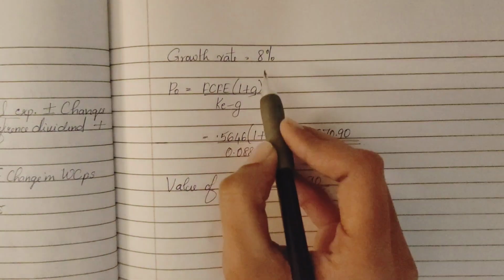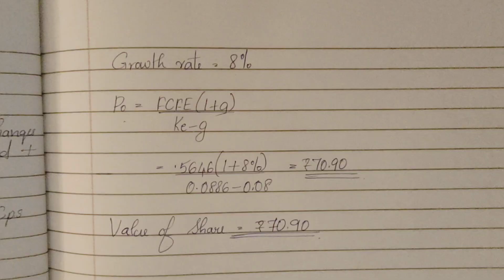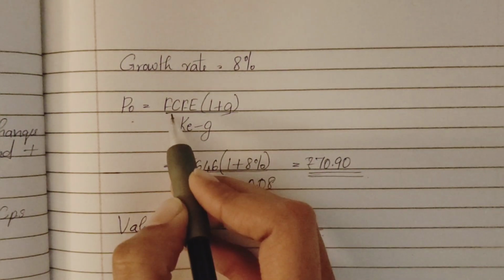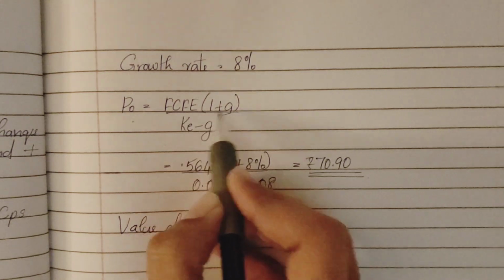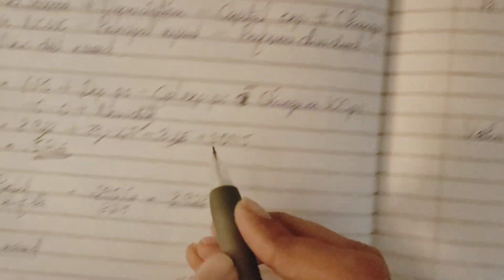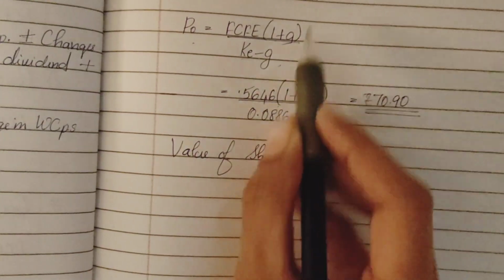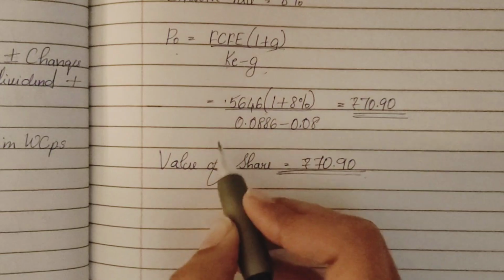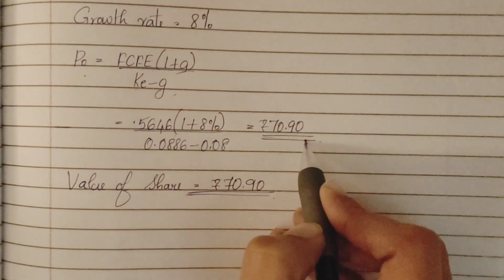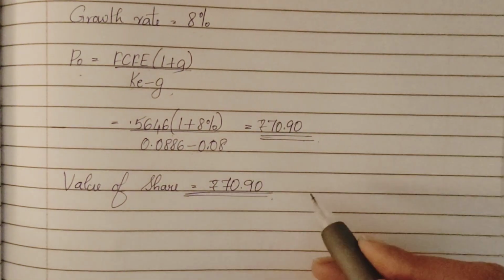Growth rate is also given in the question 8%. Now we can find the market price of the share or value of the share. Free cash flow to equity into 1 plus G divided by KE minus G. Free cash flow to equity already compute ചെയ്തു 0.5646 into 1 plus growth rate is 8% divided by cost of equity we have computed 8.86% minus growth rate is 8%. You'll get 70.90 as value of share.